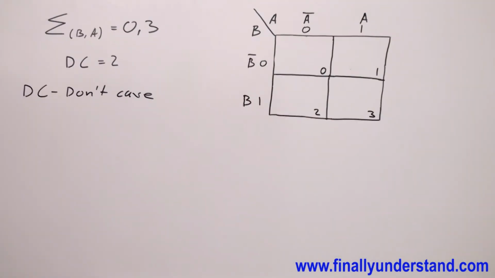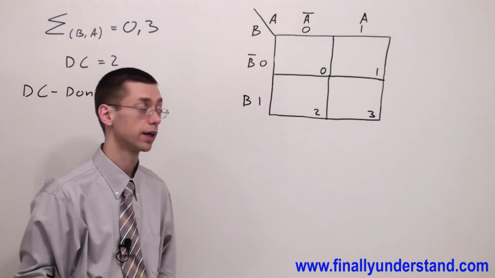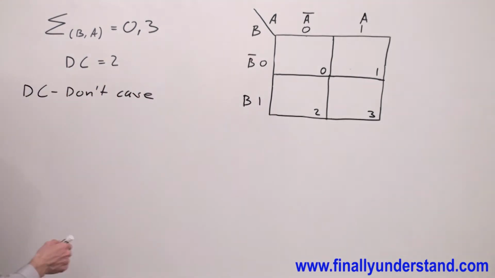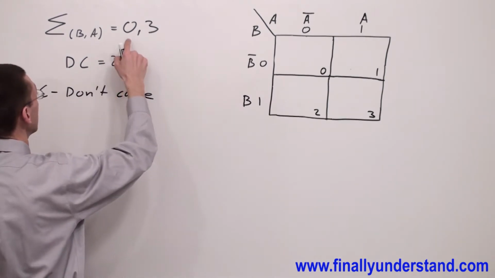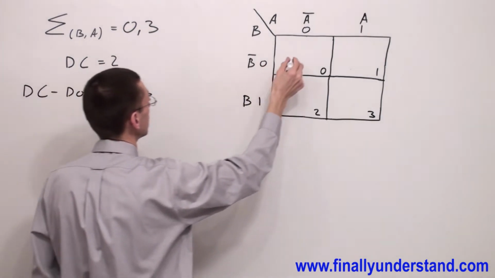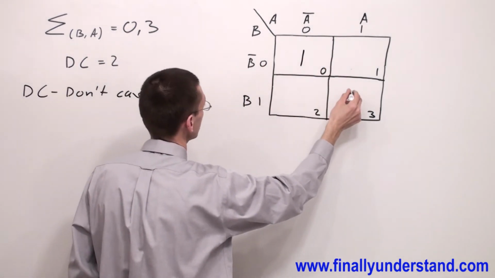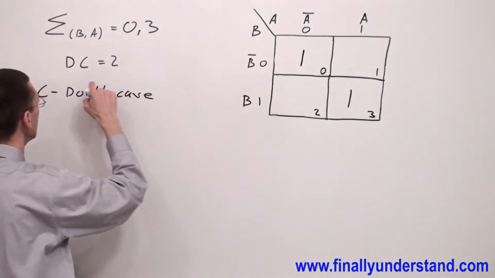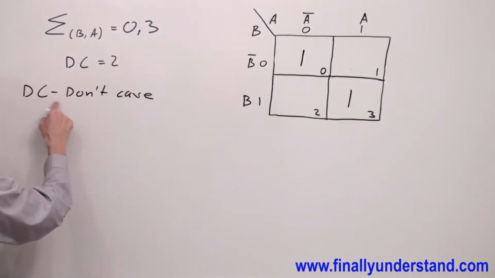Let's take a look at this example. This time we are going to talk a little bit about the don't care component. So how we are going to place everything into the K-map. I have ones in cell 0 and cell 3. And I have don't care component. DC stands for don't care.